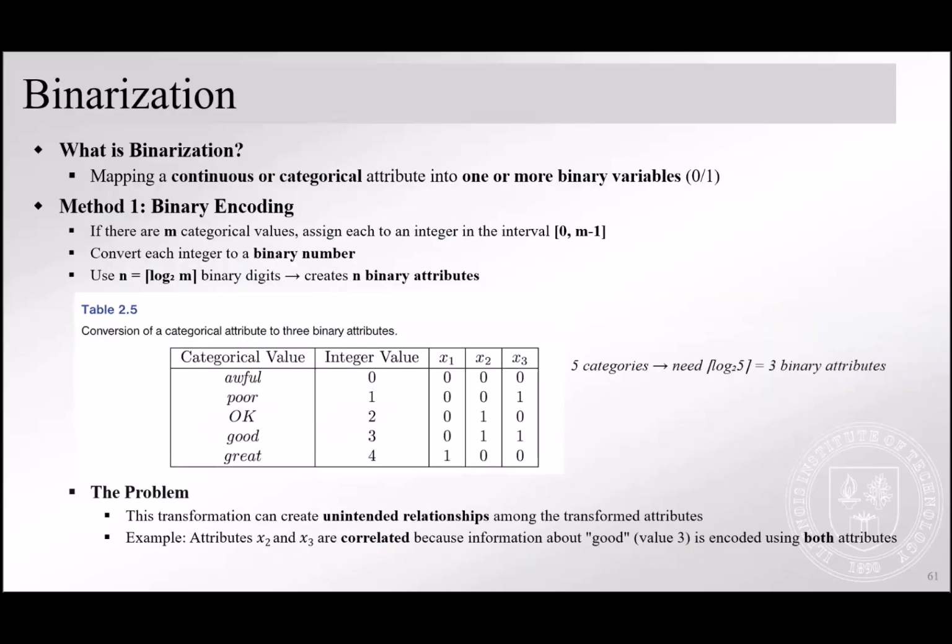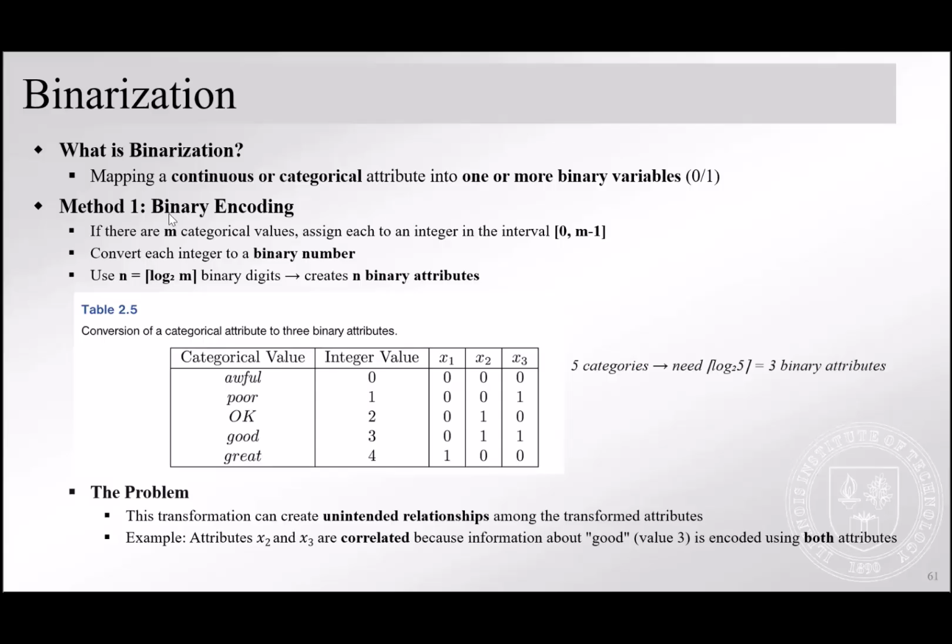Next, binarization. Binarization maps continuous or categorical attributes into one or more binary variables, just zeros and ones. So we have to start with the first method. Here's one approach. It's called binary encoding. If you have m categorical values, first assign each to an integer from 0 to m minus 1, then convert each integer to binary.